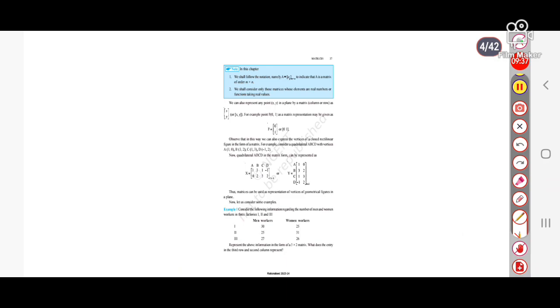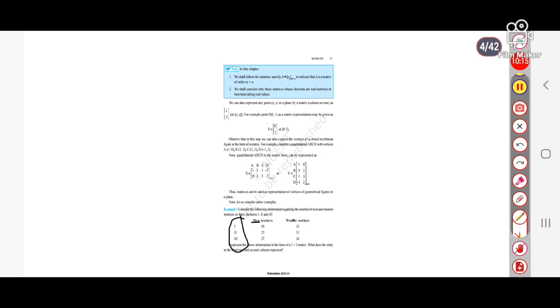Okay, what is the first example they have given? They consider the following information regarding the number of men and women workers in the factories 1, 2 and 3. So here these are the factories, and this is the men workers, women workers. Men workers in factory 1 is 30, women is 25. In factory 2, men workers is 25, women workers is 31. In factory 3, men workers is 27 and women workers is 26. Fine. What they are asking is to represent the above information in the form of a 3 cross 2 matrix.